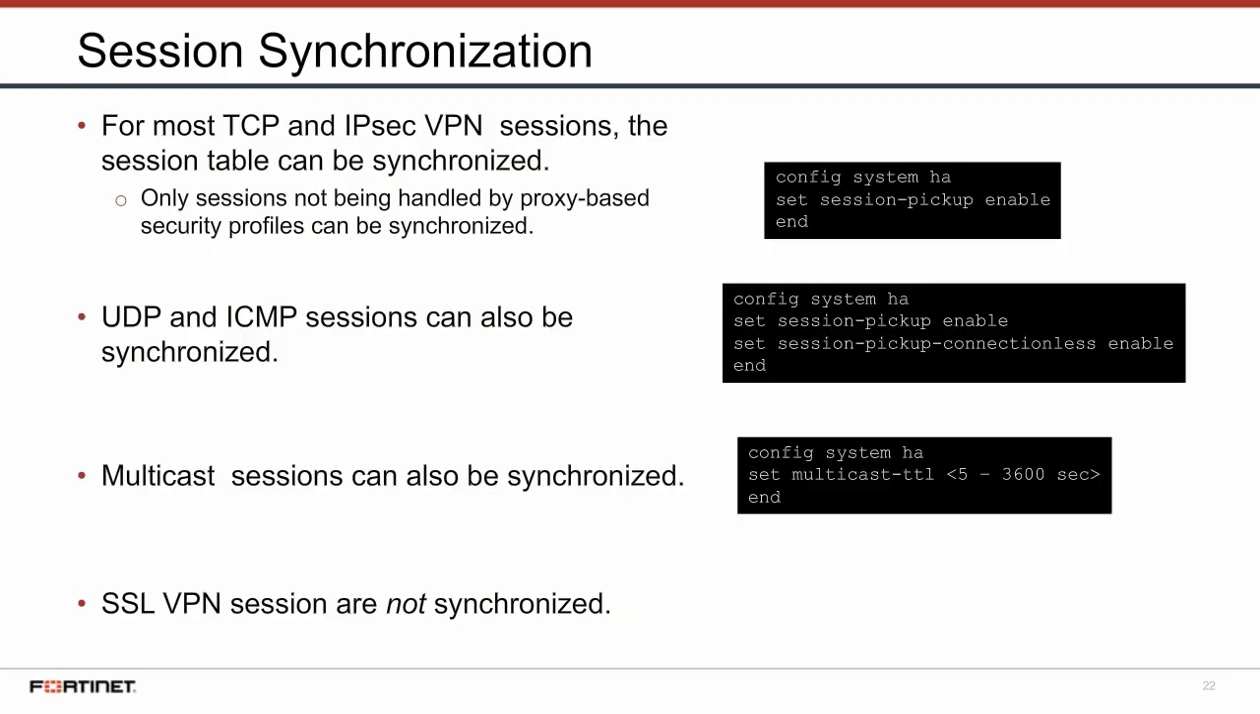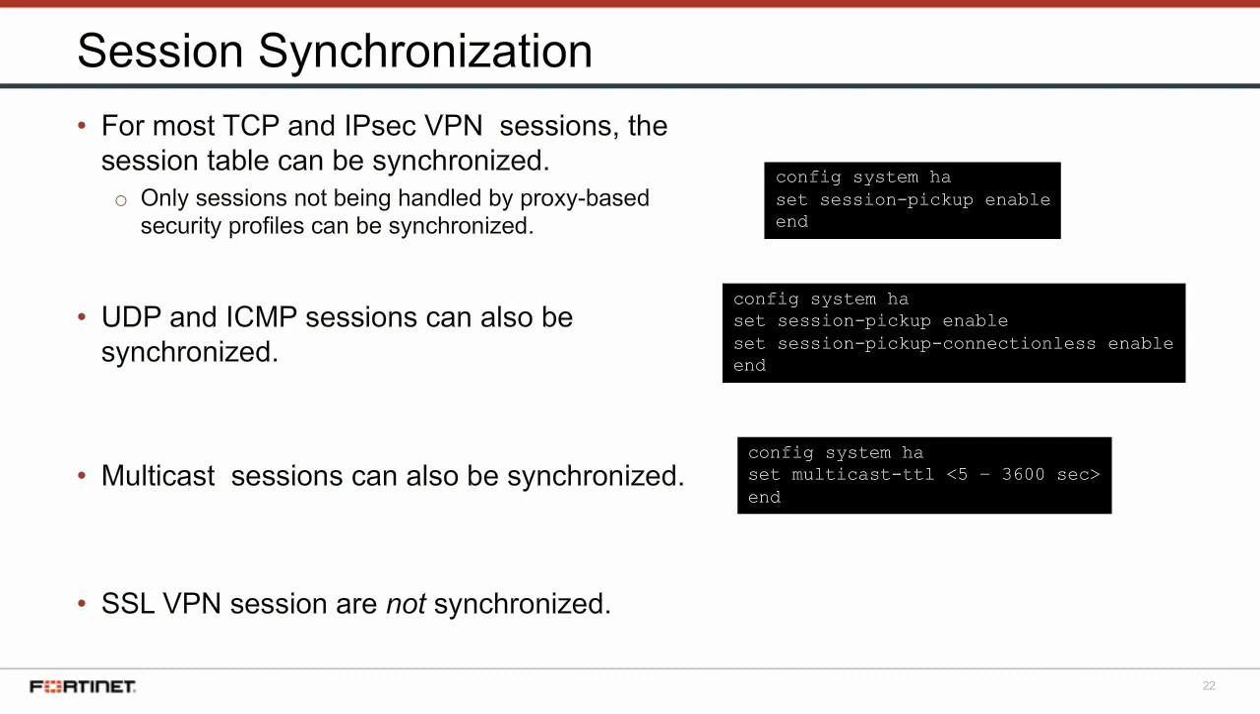Session synchronization enables seamless failover for some traffic. The information of some sessions is synchronized, so when the primary fails, the new primary can take over those sessions where they were left and keep them open. Traffic might be interrupted for a few seconds, but the network applications don't need to reconnect the sessions again.